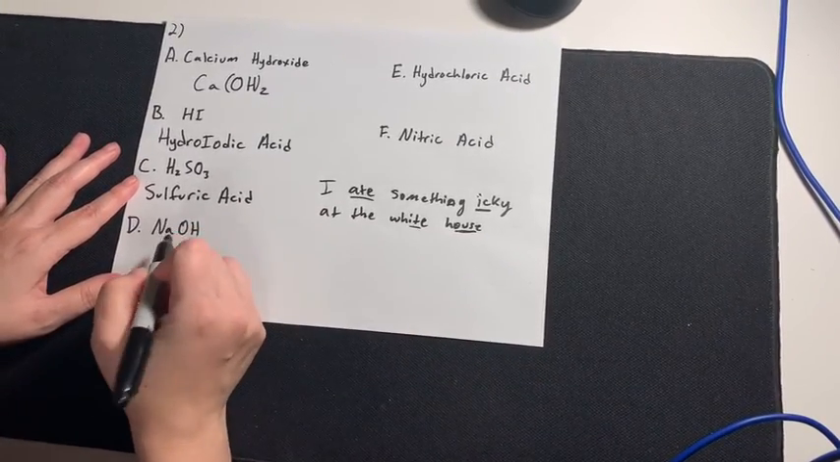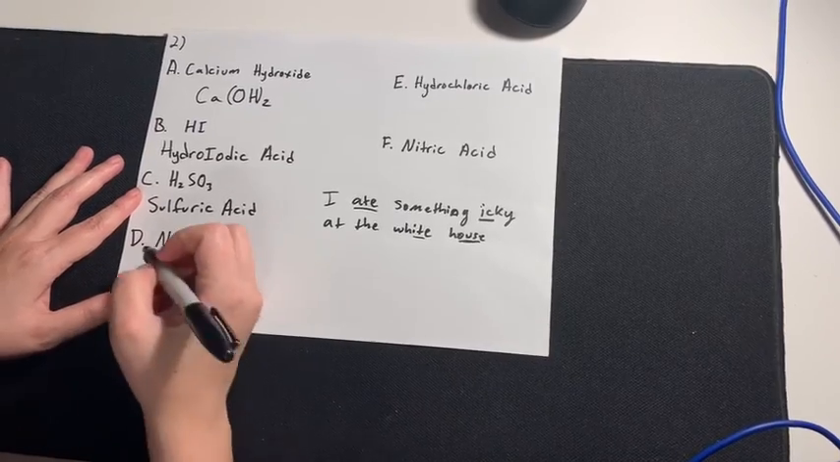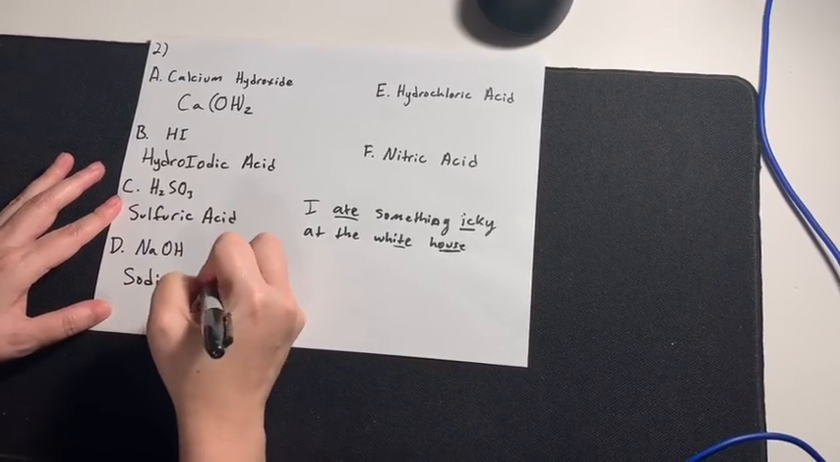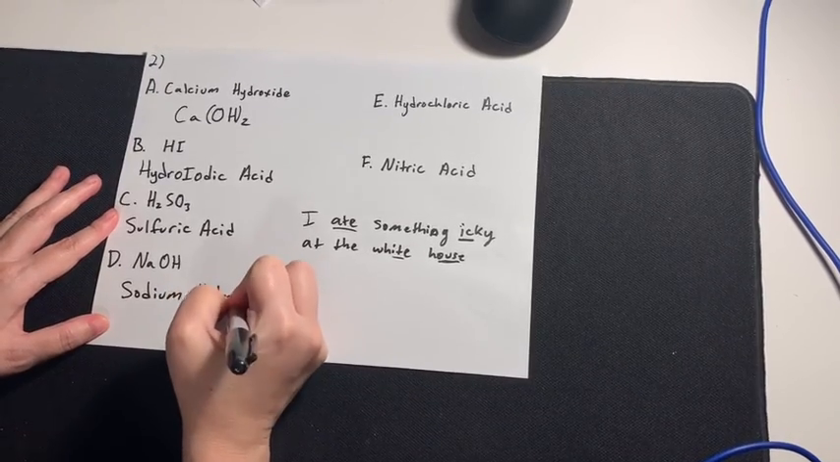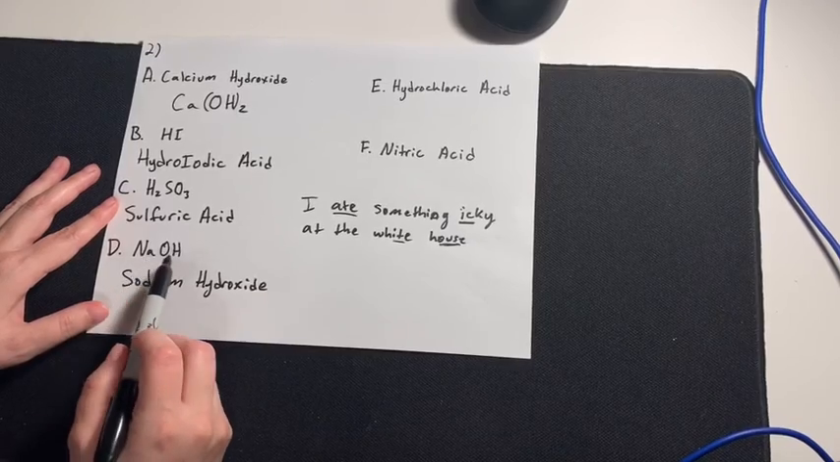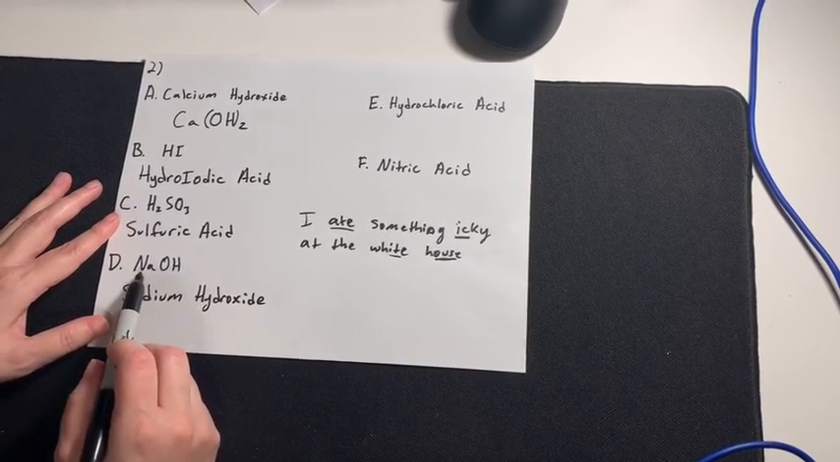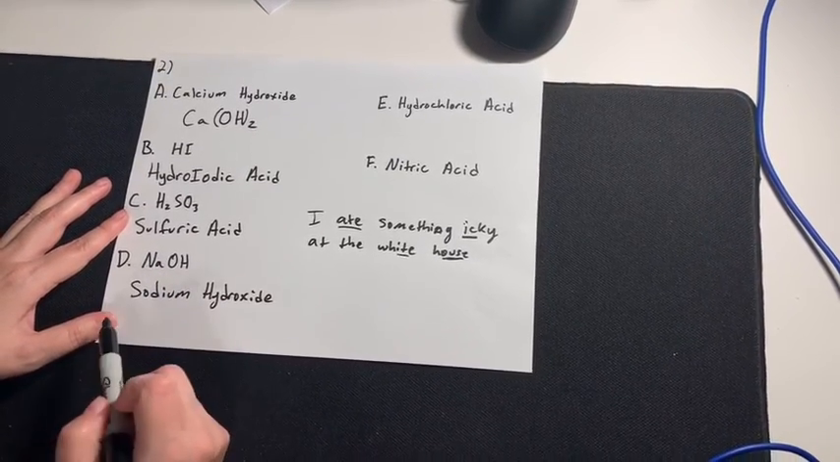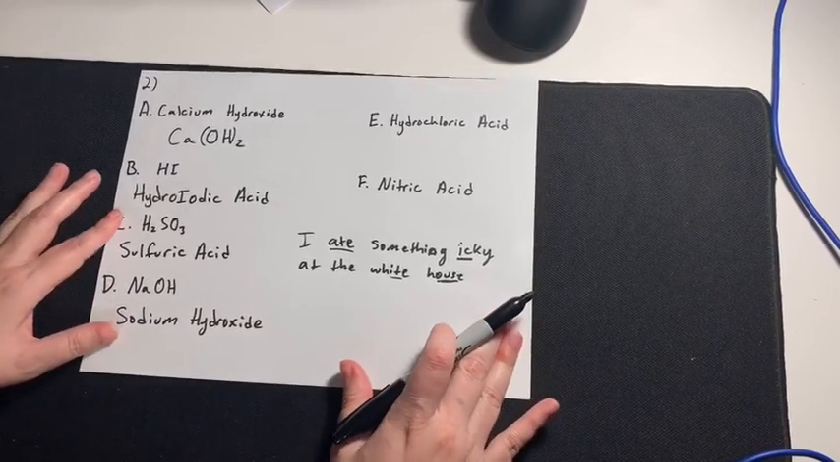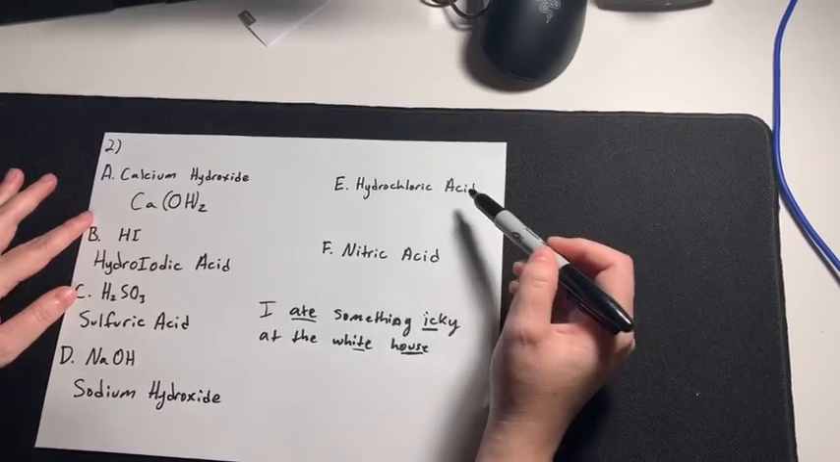The next one here for D is sodium hydroxide. And this one's pretty straightforward. We have negative with the OH, and then -1, and then a +1 with the sodium. So we can leave that alone. Okay, and then moving on to option E.